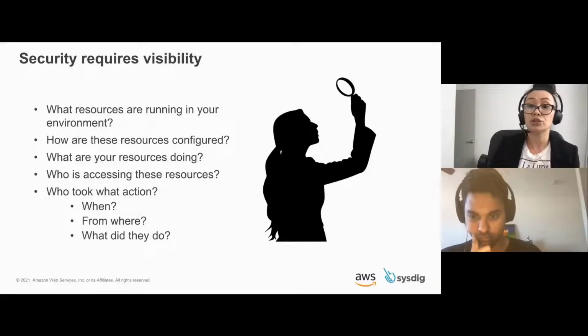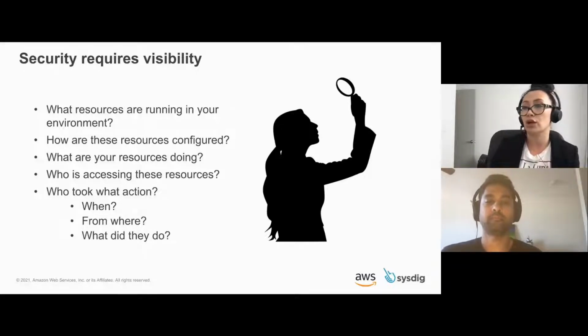You should also be asking what your resources are doing at any given time. If you have an EC2 instance that's acting like it's being used to perform a denial of service attack, you should be aware of that. Who is accessing these resources? What are they doing to your resources? When and from where are they taking these actions? This is all critical for you to analyze your security posture and troubleshoot security incidents as they arise.